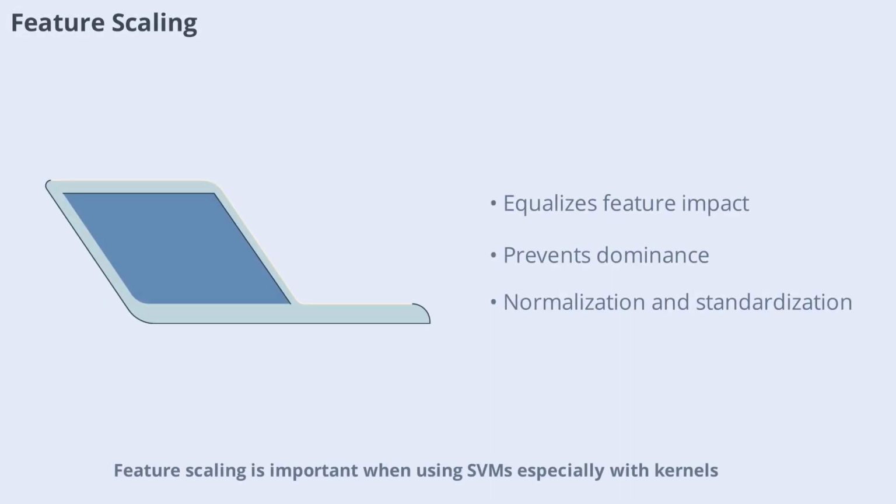Feature scaling is important when using SVMs, especially with kernels. Scaling ensures that all features contribute equally to the result, preventing features with larger ranges from dominating the model. Common techniques include normalization and standardization.